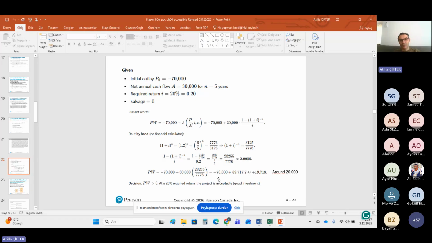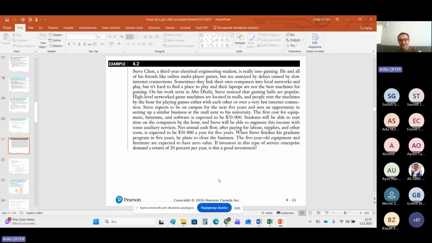Exactly. Salvage value is always a positive situation, which means that at the end of 5 years, as you can see here, when Steve finished the business, he has computer, furniture, software. So he sold them, and then it's a positive return, right?